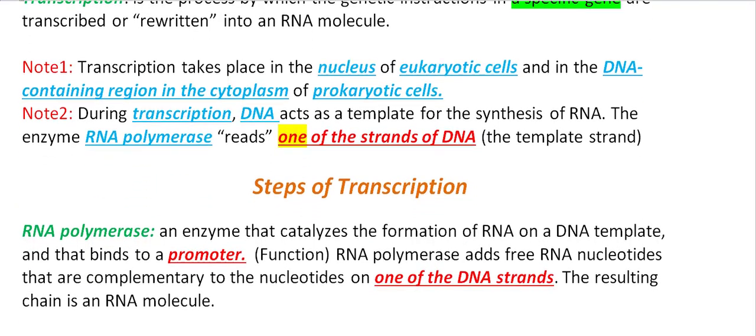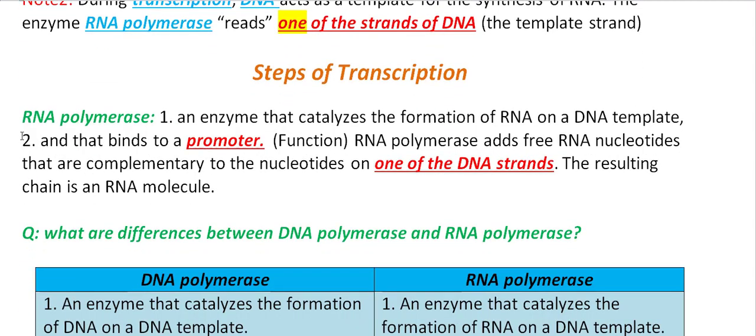Steps of transcription. RNA polymerase, an enzyme that catalyzes formation of RNA on a DNA template. This is the first characteristic of the RNA polymerase. RNA polymerase is singular, not like the DNA polymerase: DNA polymerase 1, DNA polymerase 2, DNA polymerase 3. But the RNA polymerase is one enzyme. The second characteristic of the RNA polymerase is that it binds to the promoter. What is the promoter? We will mention the promoter later.